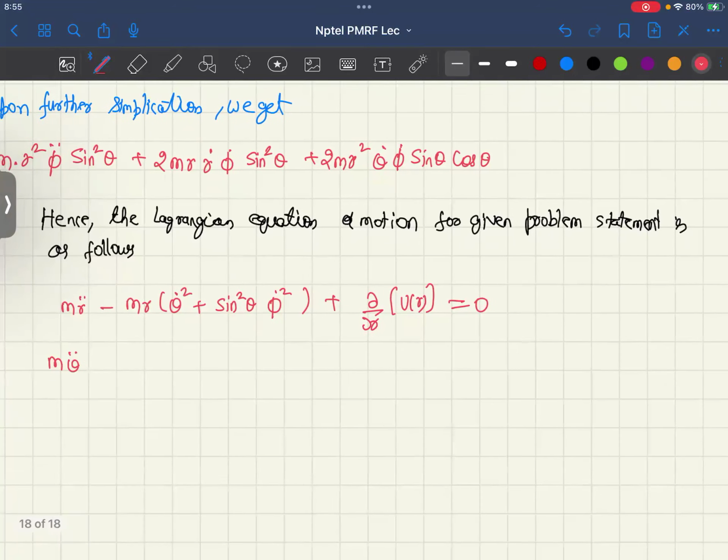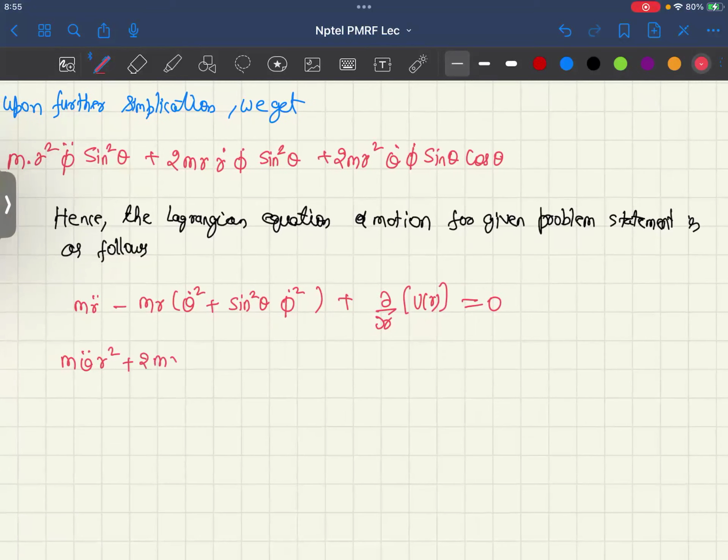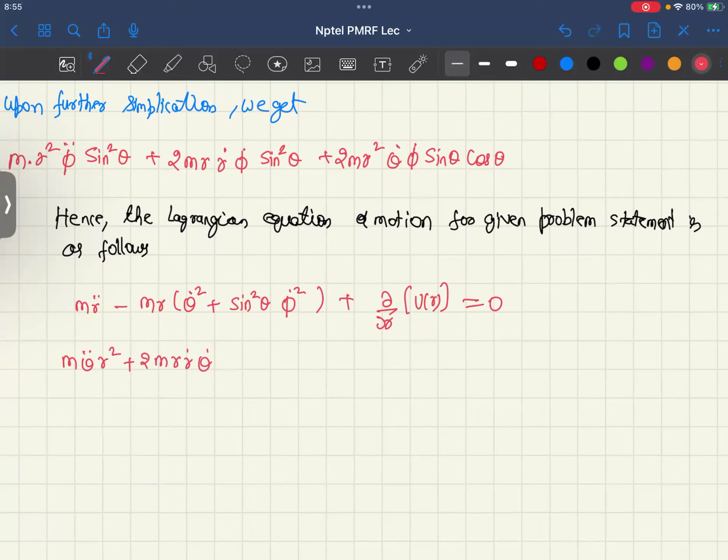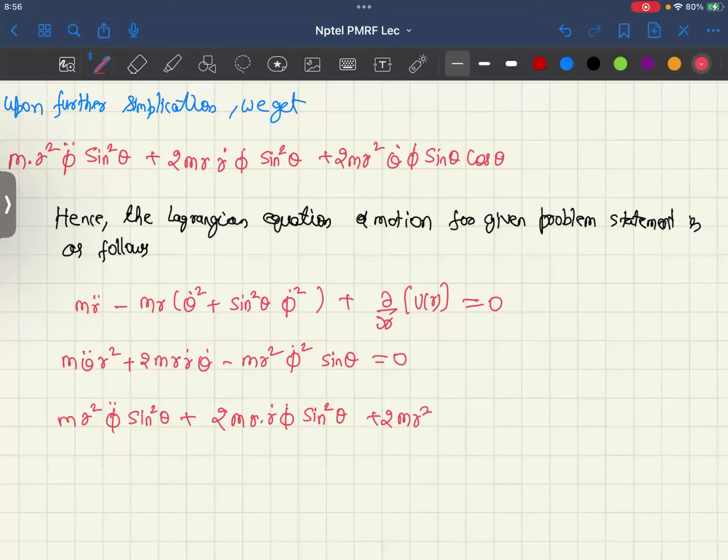m into theta double dot into r square plus 2 m r into r dot into theta dot minus m r square phi dot square sin theta cos theta is equal to 0, and the third one is m into r square phi double dot sin square theta plus 2 m into r dot into phi dot into sin square theta plus 2 m r square theta dot phi dot sin theta cos theta.